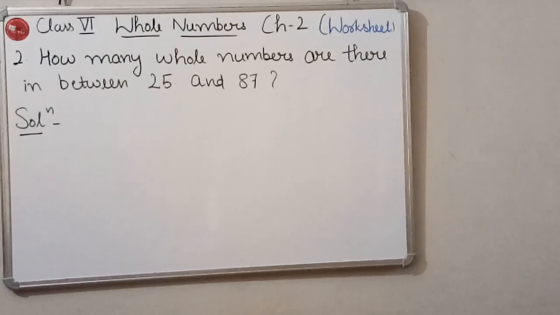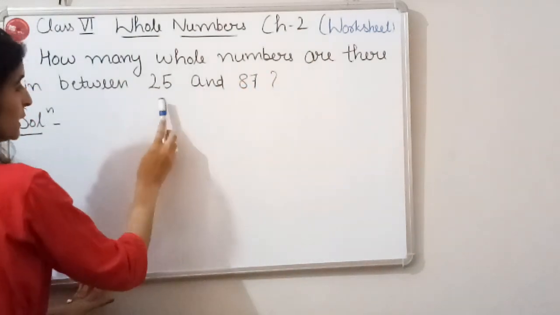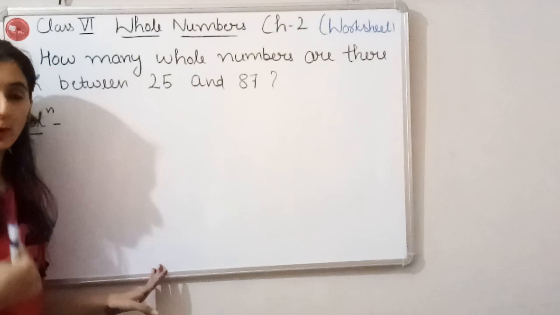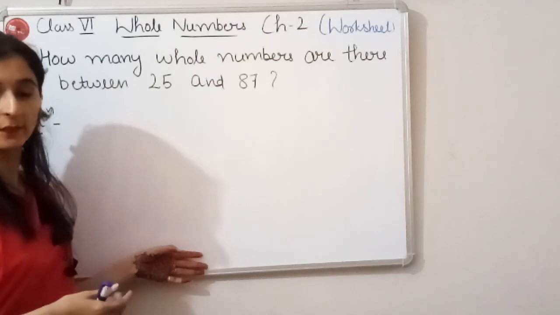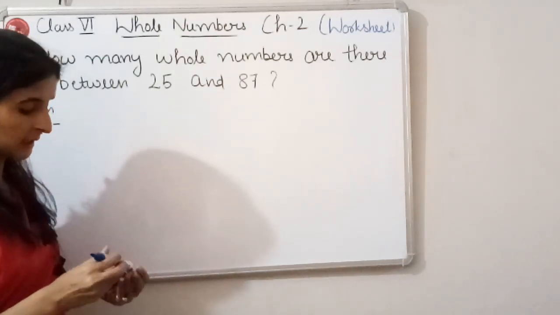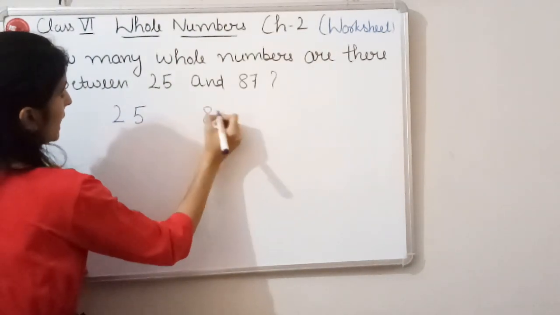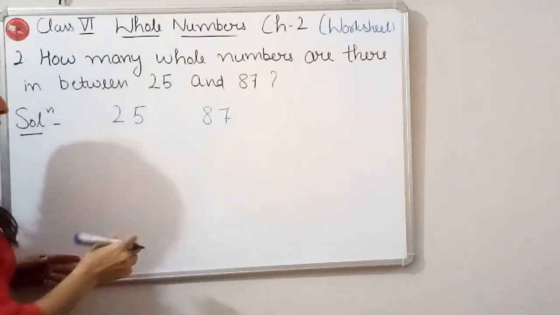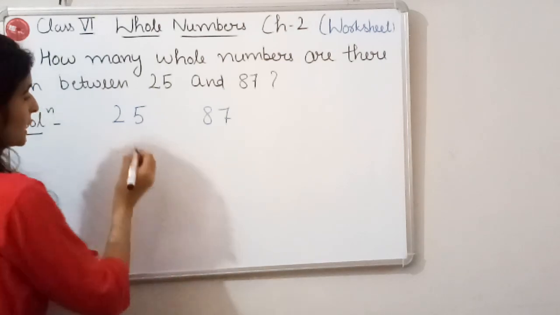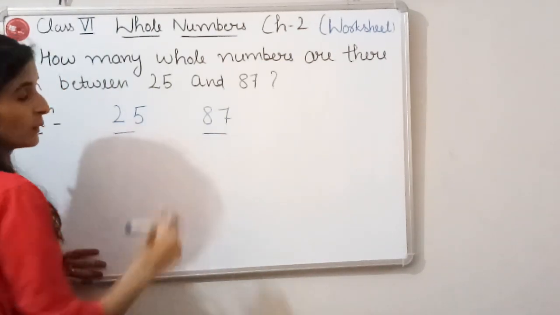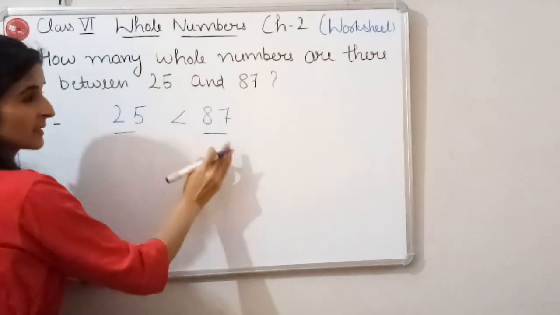So children, our second question is, how many whole numbers are there in between 25 and 87? I have already explained to you the method to find out the whole numbers between two given numbers. We have been given these two numbers, 25 and 87. Firstly, we have to find out which one is the greater number. Which one is the greater, 25 or 87? Yes, 87 is the greater one.